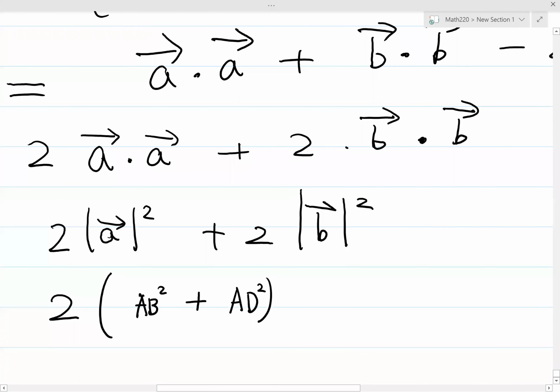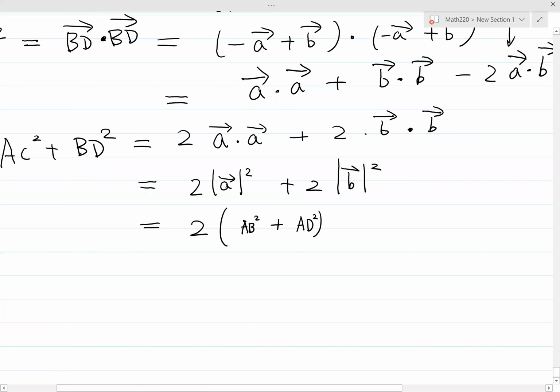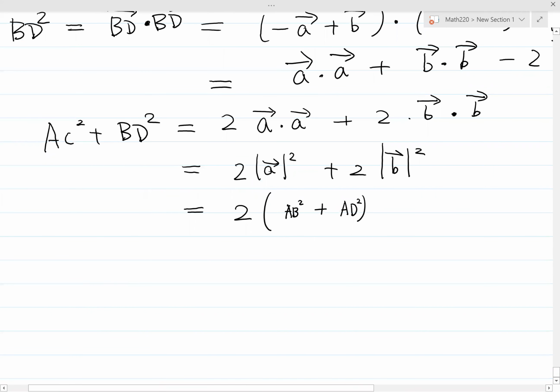So we get the parallelogram law for a parallelogram. The sum of the squares of the two diagonals is equal to twice the sum of the squares of the two sides. Okay, so we get the parallelogram law.